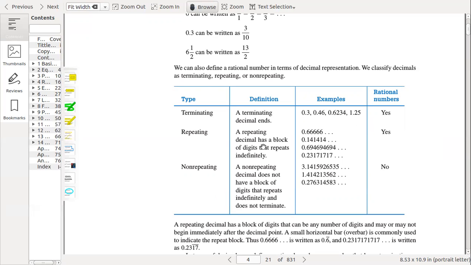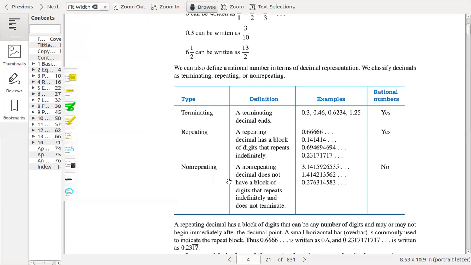In repeating decimals, after the decimal point, the same digit or the same group of digits repeats. For example, 0.141414..., 0.694694694..., or 0.1717.... So a digit is repeating or a group of digits is repeating. We can say that the fractional part is repeating.